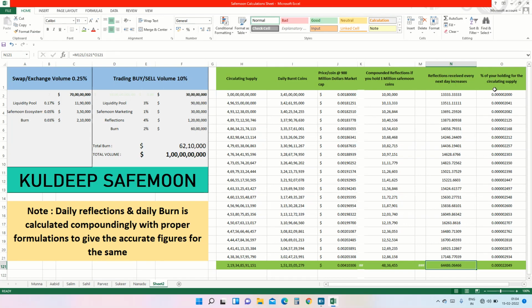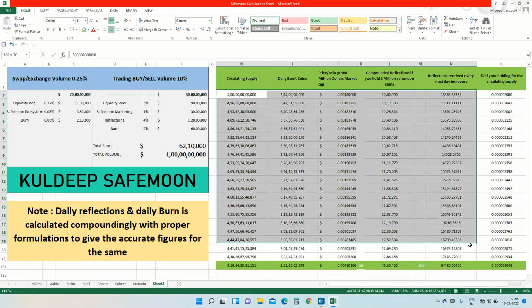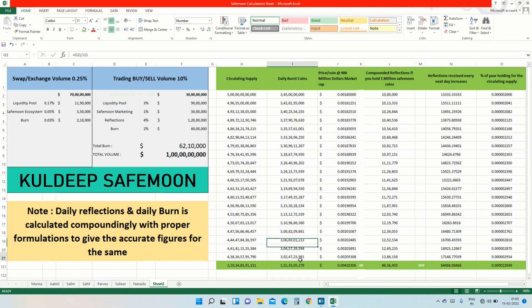You started with 1 million tokens, and your percentage of holding started from 0.502, and after 120 days you end up having 0.402. So eventually you can see the magic of compounding reflections and burn. So what is the circulating supply after 120 days? It's 219 billion tokens. We started with 500 billion tokens. We landed up having 219 billion tokens. I don't know when the burn is going to stop, otherwise I would have calculated specifically for that as well.